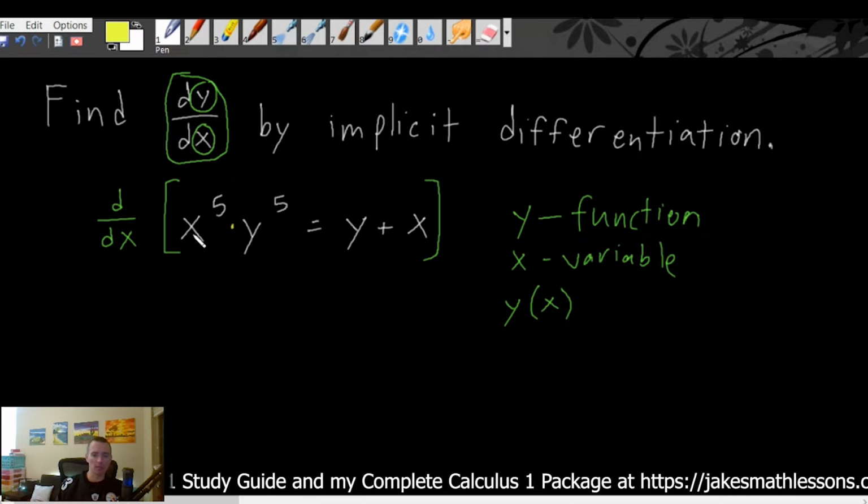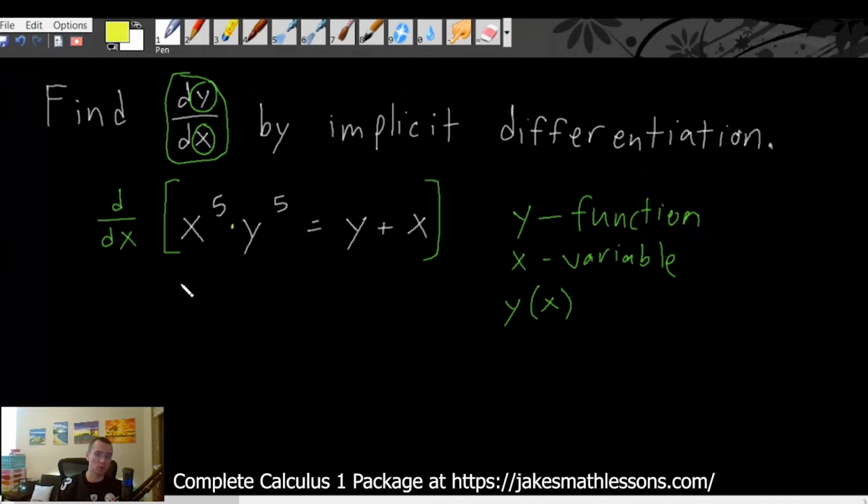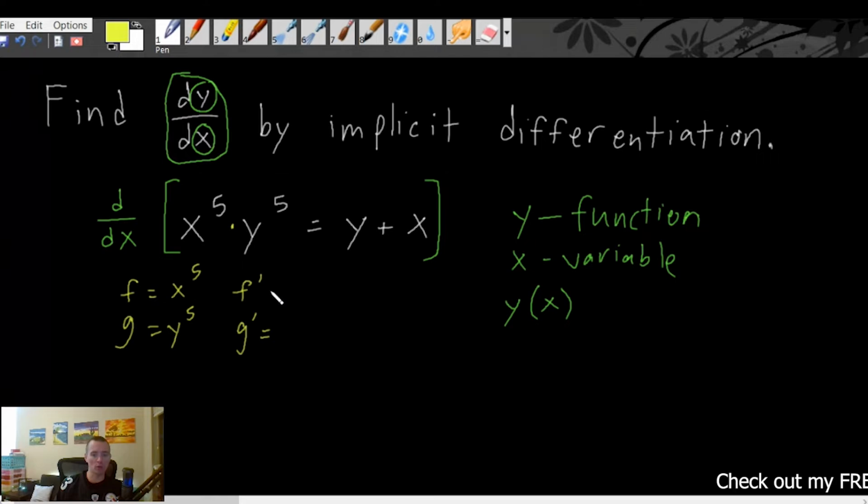Well, that's a product. We have the product of these 2 separate things here. So we're going to have to use product rule, actually. When we're taking the derivative using product rule, we want to break this down into f and g. So in this case, we'll say f is this first part, x to the fifth, and g is this second part, y to the fifth. Then we're going to have to find f prime and g prime in order to apply the product rule formula.